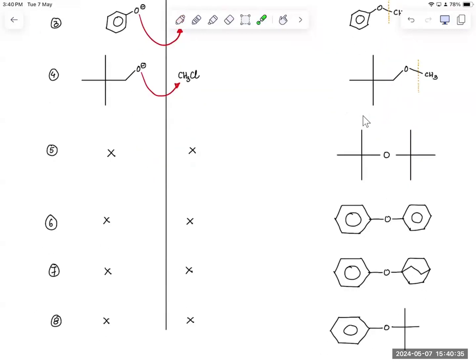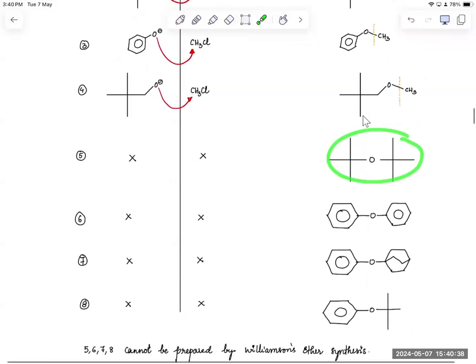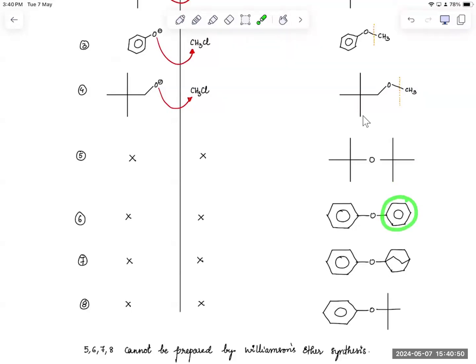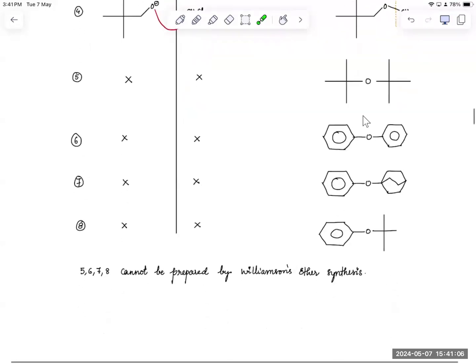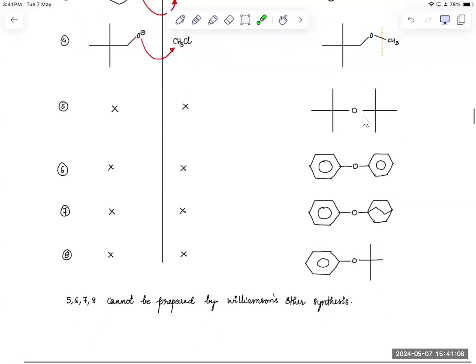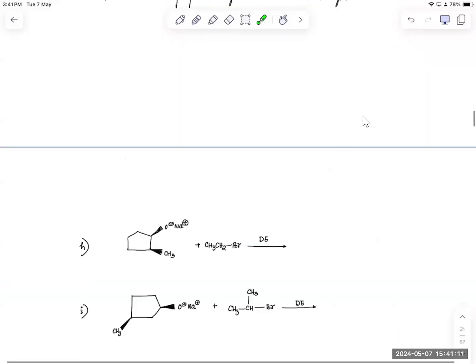But now you cannot synthesize this one, because neither the nucleophile nor the substrate is suitable in this case, because you need to attack on SN2 kind. You cannot attack on tertiary butyl. You cannot attack on phenyl. You cannot attack on bridged carbons. You cannot attack on a tertiary group. So these compounds cannot be synthesized via SN2 mechanism. I hope all of you understood this point. Right.